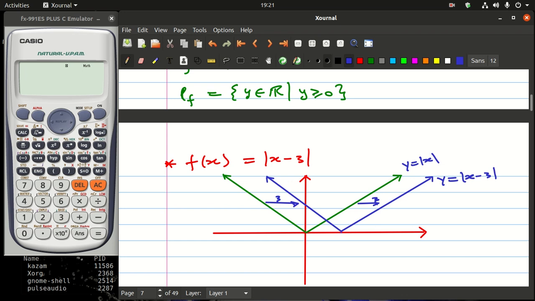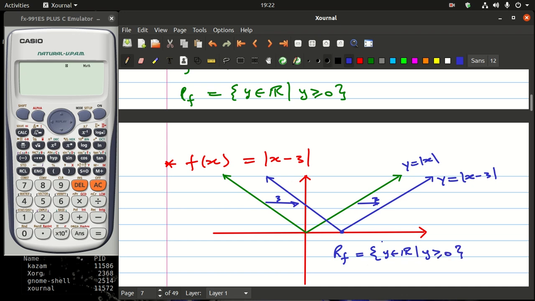If you look at this function, it starts here and then it goes all the way up. So if I were to put horizontal lines, they will cut this curve everywhere starting at 0 all the way up. So the range of this function is just that, because y starts here and goes all the way up. y is an element of real numbers such that y is greater or equal to 0.